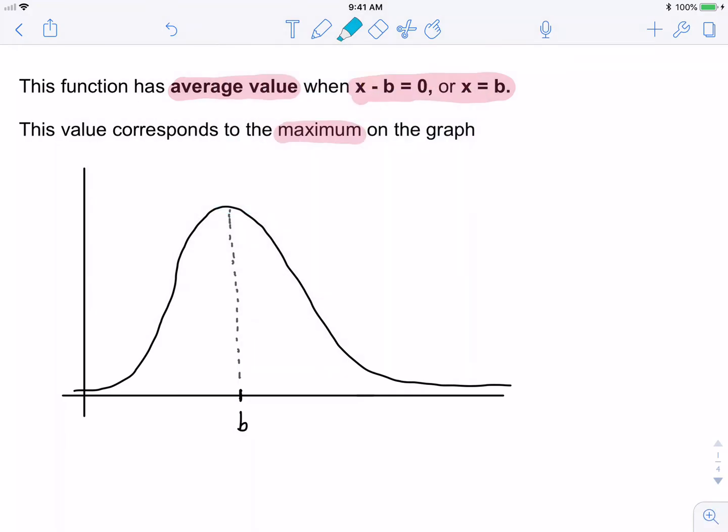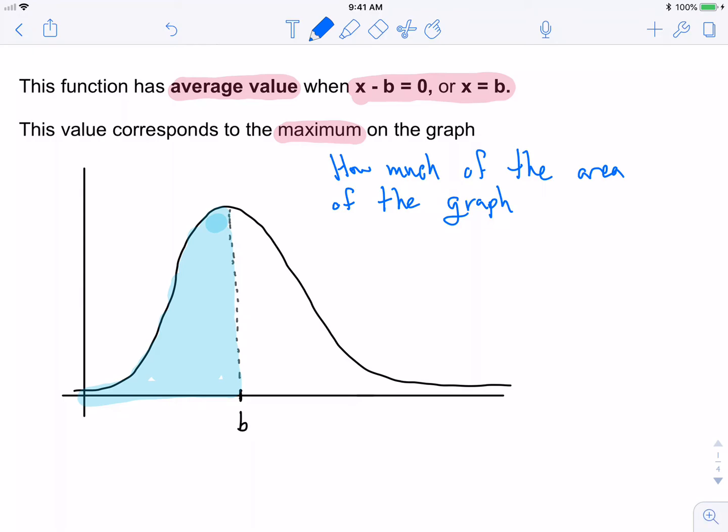Now, what we're actually recording here with these values is the area under the curve. So when we look at these statistics and the probability, normally we're not just interested in finding what these values are, but we also want to find how much of the area of the graph does an x value represent.